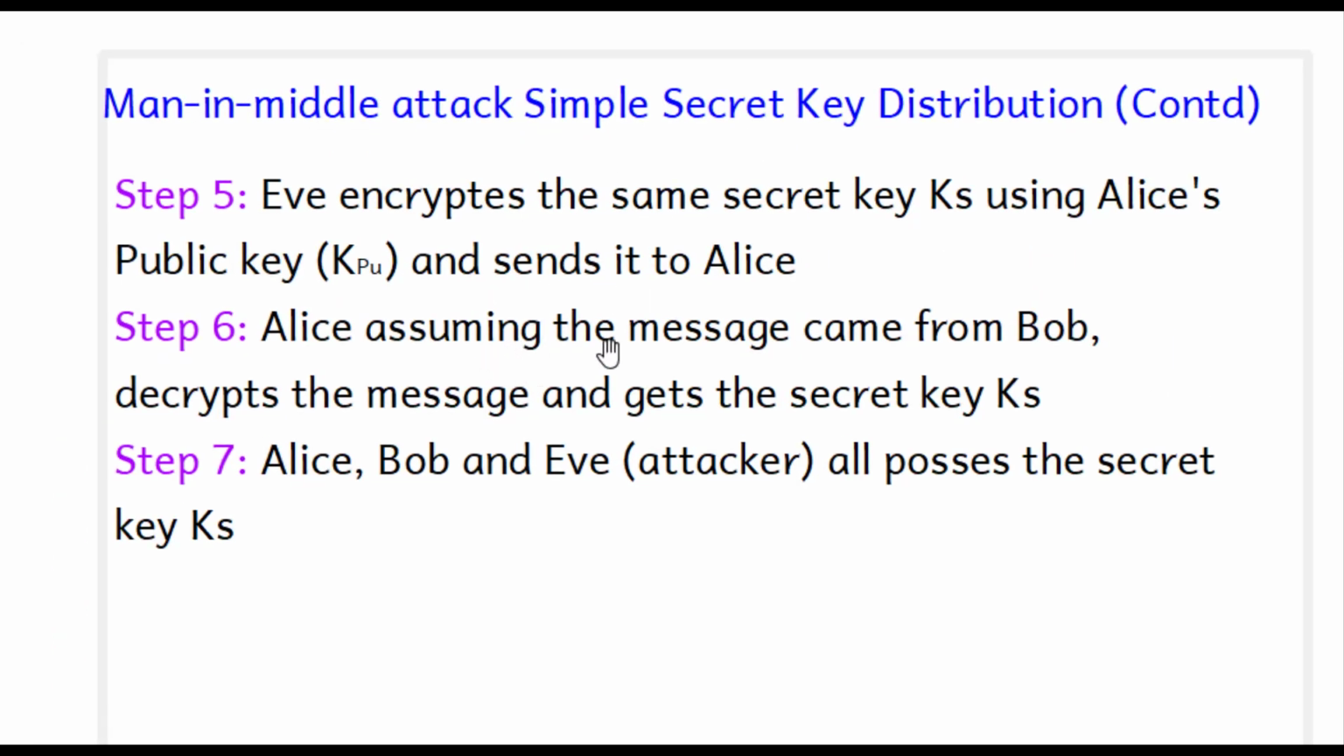Alice assumes that the message has come from Bob. Alice decrypts the message and gets the secret key KS. So what we see is that Alice, Bob and Eve all possess this secret key, the session key. So this is the drawback.